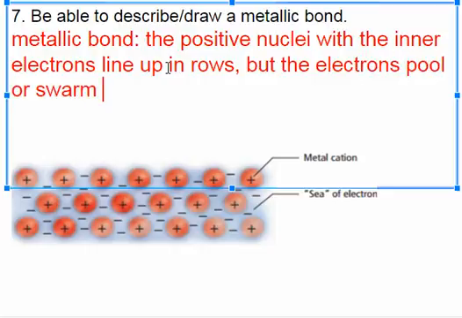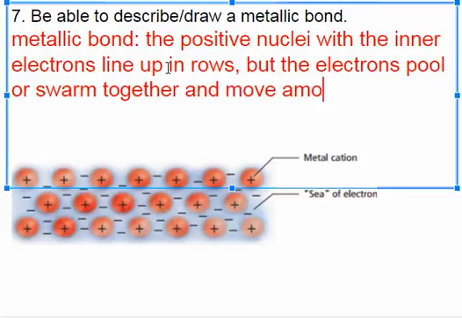pool or swarm together and move among the nuclei. So I think of it like a group of gnats. If there's just one or two gnats out there, you don't really notice, but as soon as you get a group of gnats, you know how they always hang out together and move from one person to the next, or they're up by your ears so you shoo them away and then they're down by your ankle. That's kind of what these electrons do.